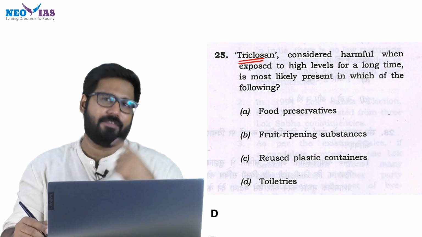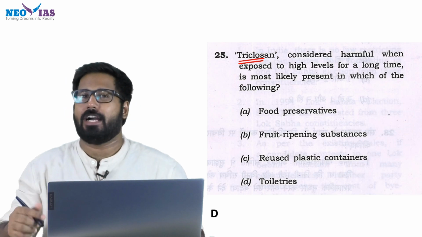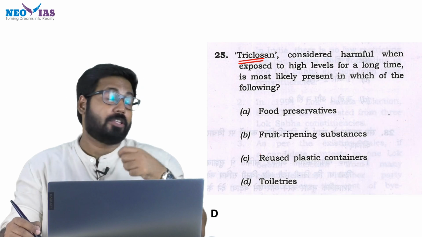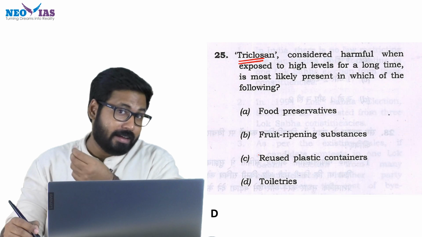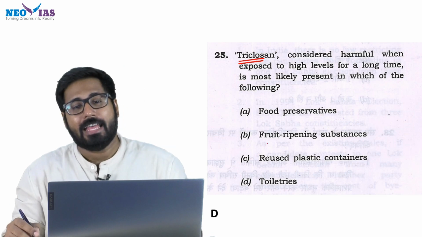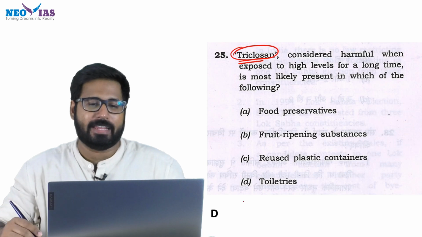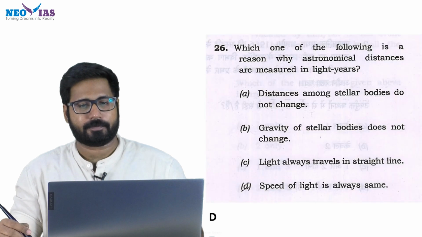If you are very well aware, or if you have a habit of reading the ingredients of different things that you have at home, you will understand that many toothpastes and various hand sanitizers, hand washes and soaps, etc., have this component called triclosan, right? So from there directly you can come to know the answer is D, toiletries.